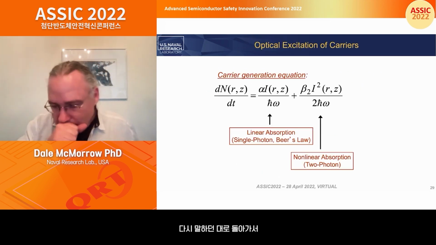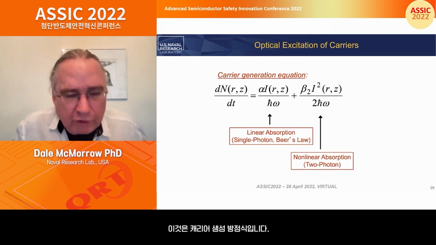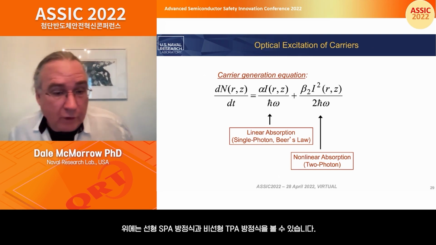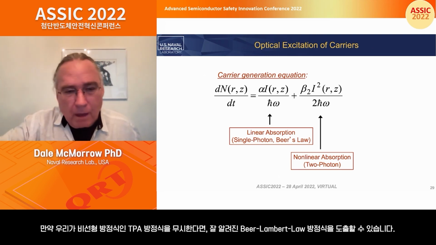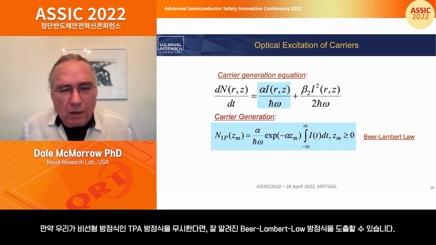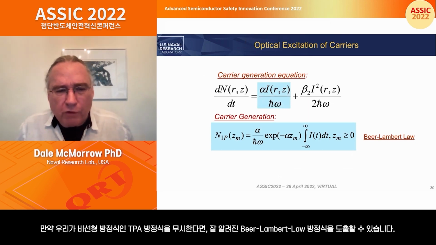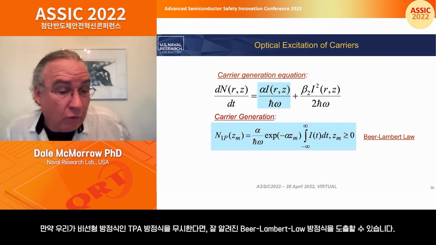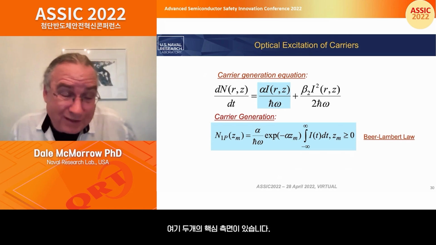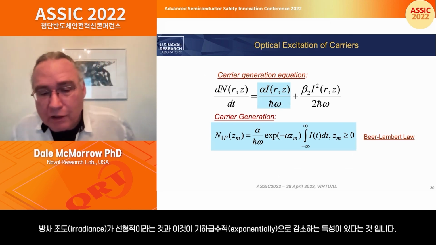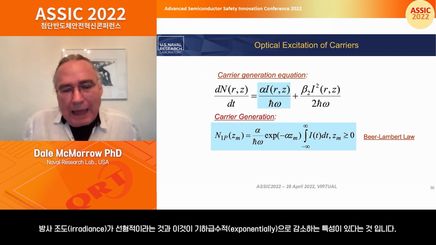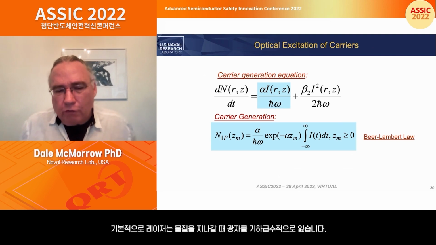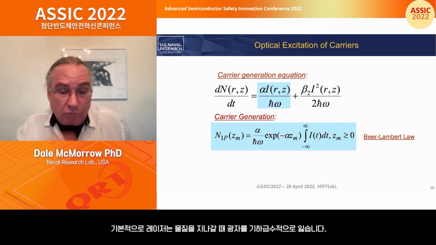circling back now. This is the carrier generation equation again. Let's focus on it for a second. It shows the linear and the nonlinear terms, single photon absorption, two photon absorption. If we neglect the two photon absorption term, you solve the equation, you get what is well known as the Beer-Lambert law, and it's shown here. Two key aspects of it: one is that it's linear in the irradiance, I of t, and it has an exponentially decaying aspect. Basically, you lose photons as you propagate into the material, and that gives rise to the exponential decay.